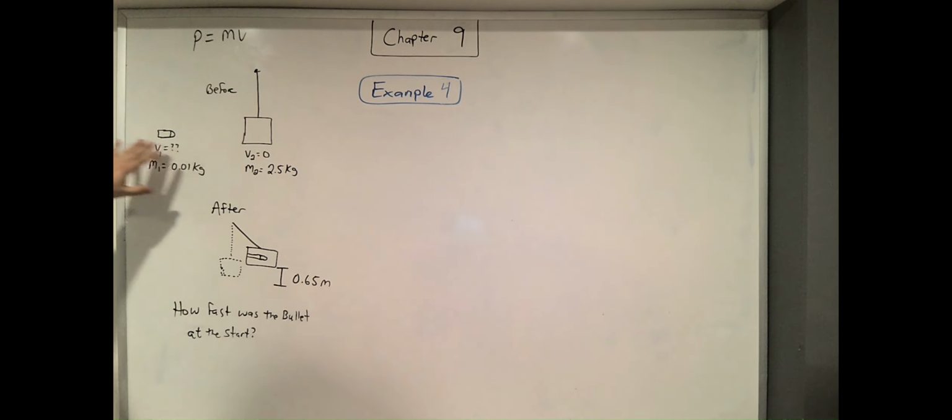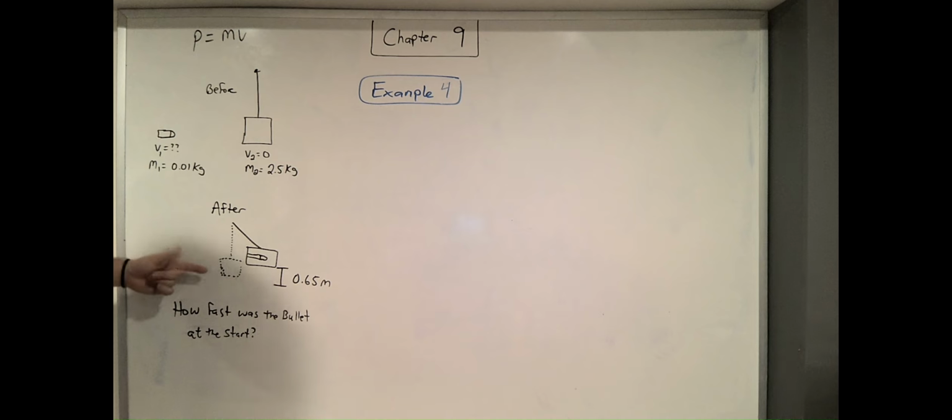So this is the before. We have a bullet speeding towards this block of wood. So you can kind of imagine what will happen after. The bullet will lodge itself into the block of wood, and it will displace the block of wood on the rope. The rope will swing, and the block of wood will be raised 0.65 meters from its initial position. And the question is, how fast was the bullet? The original speed of the bullet.